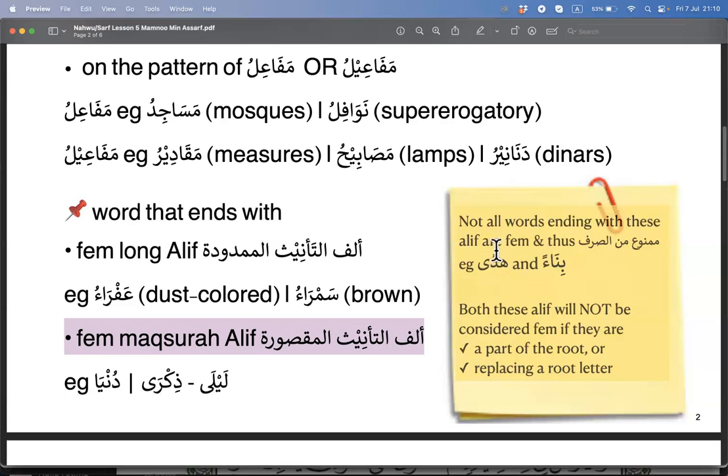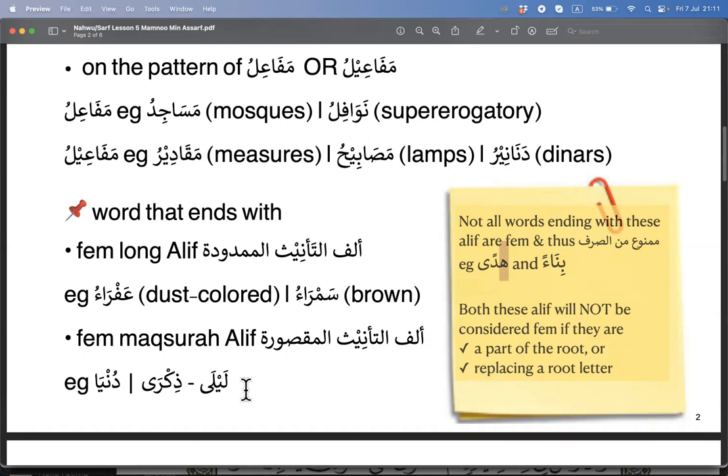Although it will also always be hudan, hudan, hudan, there's no hudun for this, it can take tanwin. It's not like this one, which cannot take tanwin. This is mamnun min as-Sarf. This one is not. All right, so for now, just try to remember this. But later on, when we do sarf, it will become clearer and you will click.